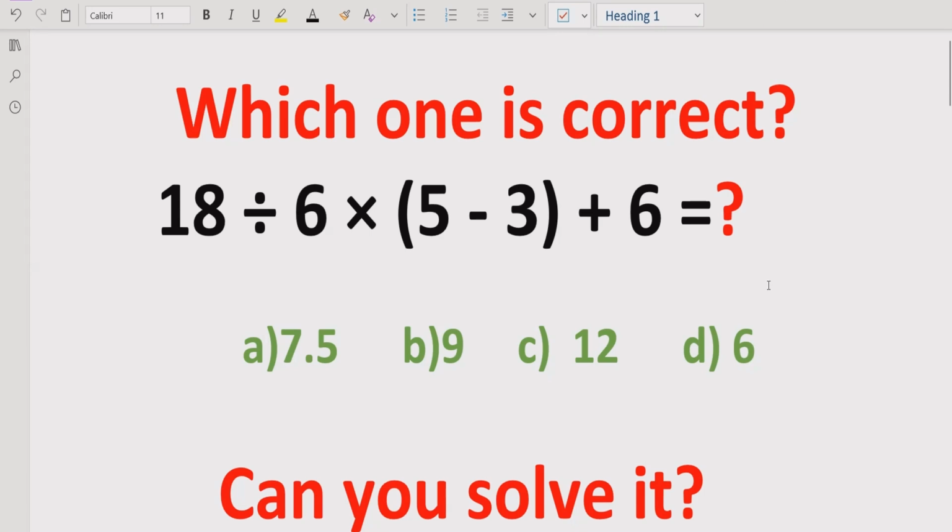Today we will solve another quiz which is related to the BODMAS and PEMDAS method. This is a very simple arithmetic expression which we have to solve using the PEMDAS and BODMAS method and see which answer is correct. If you use another method or do not follow the order of operations, you will get the wrong answer. So here we will use the order of operations using the PEMDAS and BODMAS method and find out which answer is correct.